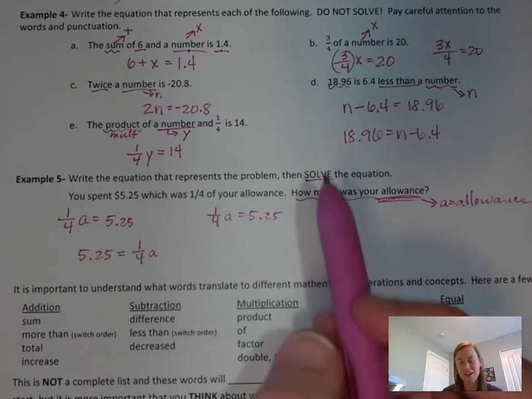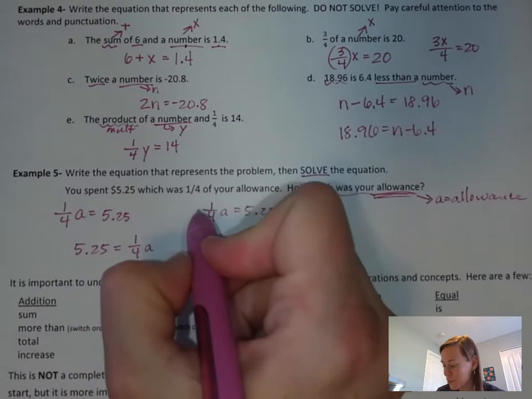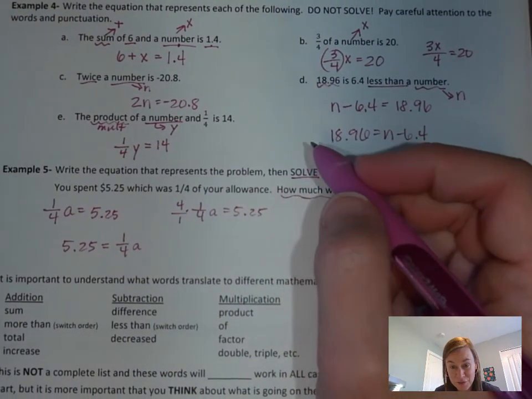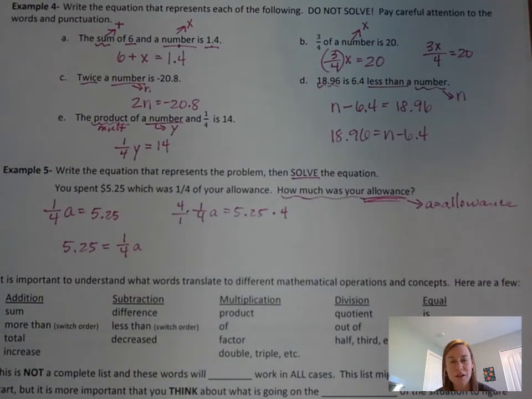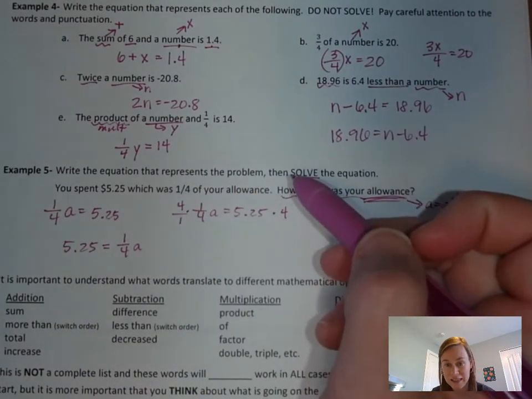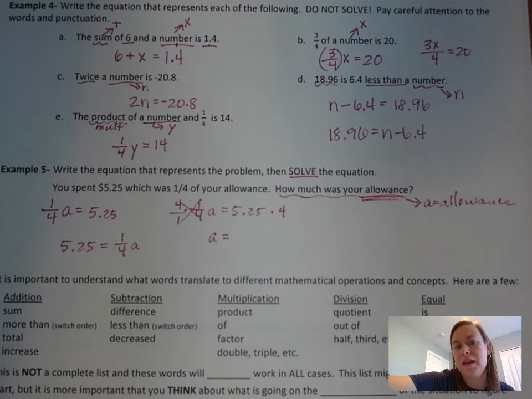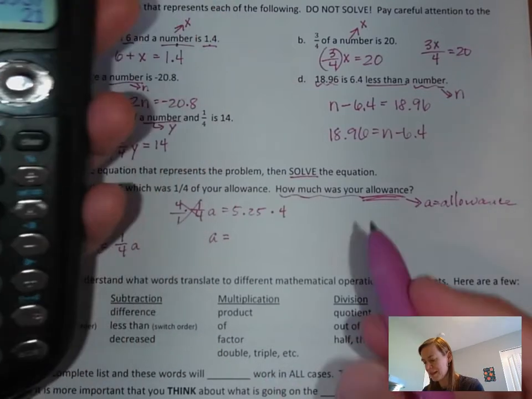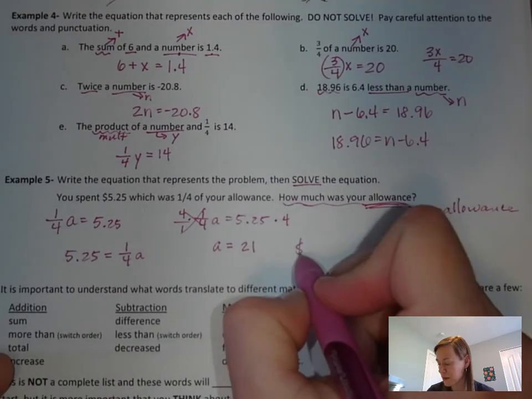So do you guys remember from yesterday how to get rid of that fraction in front of the variable? Yeah, you're going to multiply by the reciprocal. So we're going to multiply both sides by 4/1, which is the same thing as 4. So over here, it's a little bit more convenient for me to just say times 4. So that's what I'm going to do. But remember, I can say that because 4/1 and 4 are the exact same number. So these are going to cancel out and leave us with A equals, I'm going to go ahead and grab my handy calculator here, 5.25 times 4. And that equals 21. So your allowance, final answer would be $21.